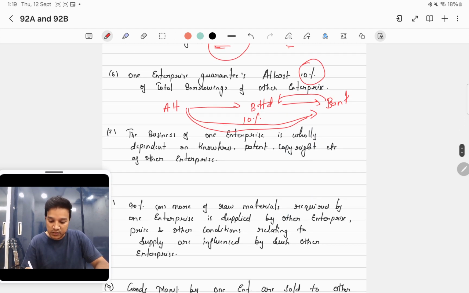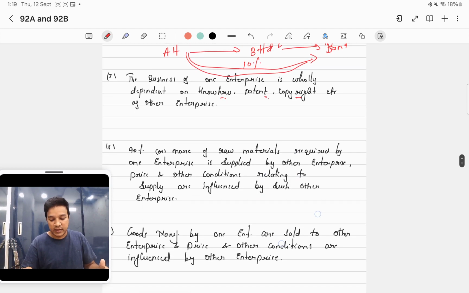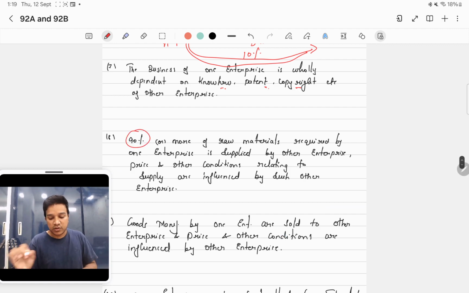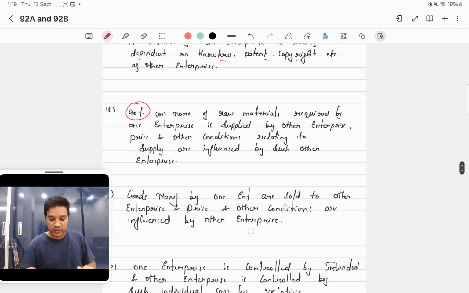Okay. The business of one enterprise is wholly dependent on know-how, patents, copyrights. I am using their copyright, I am using their patent, and my business is totally dependent on that. Why would anyone let someone use their patent, unless they are associate enterprises, right? And then 90% of my raw materials required, I am purchasing from one enterprise, and that other enterprise is deciding the sale price. In that case also, both of them will become associate enterprises.